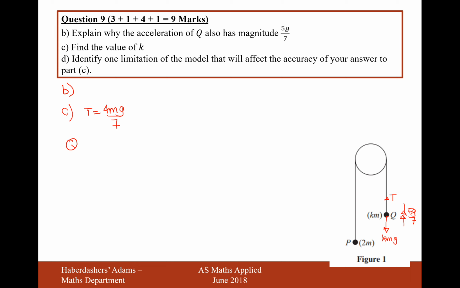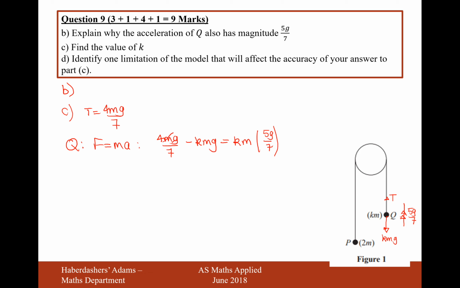So what I'm now going to do on particle Q, I'm going to do an F equals ma formula. Setting upwards to be positive here, because Q is going to be travelling upwards. If P comes down, Q goes up. So it's going to be T, which is 4mg/7, T goes upwards. kmg comes downwards. Equals mass times acceleration. So km times acceleration, 5g/7.